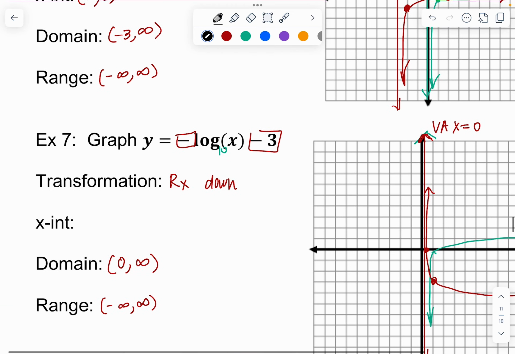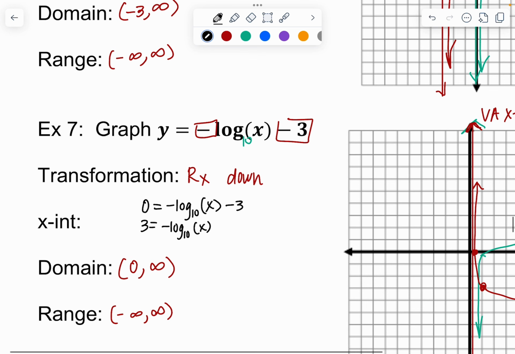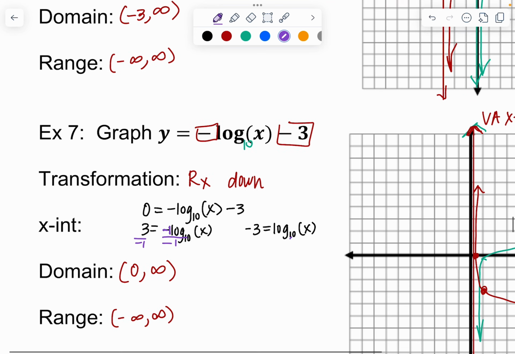And then for the last one, plugging in 0 for y. Add 3 to both sides. Do that first. And then you're not ready to convert yet. You still have this -1 outside. And so if you want to convert, you have to get rid of that. You have to divide both sides by -1. And so that gives me -3 equals log base 10 of x. Now we're ready to convert.